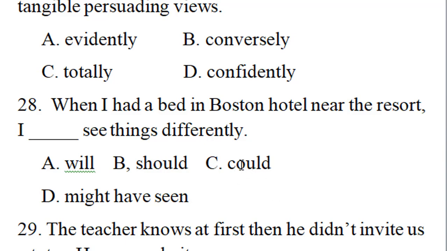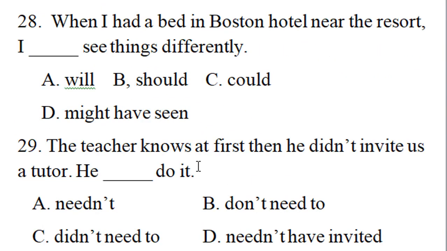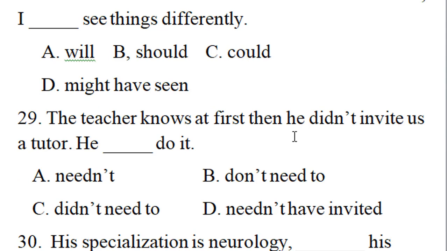See things differently. The teacher knows at first then he didn't invite us a tutor. He blank did. Yeah, look at the question here. Modal verb question. The teacher knows at first then he didn't do it. He knew first then he didn't do it because it was not necessary to do it. He realized that. Need to? No, this question is simple past. So didn't need to. Right. Didn't need to. But don't need to.